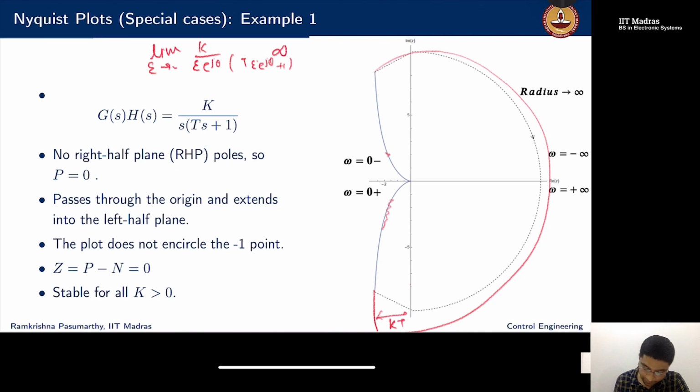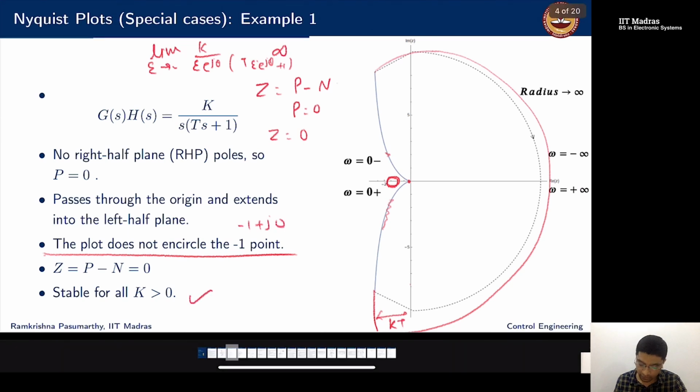What about stability? Z is equal to P minus N. The open loop system is stable, so P equals 0. For stability, Z must be equal to 0. This is just at the origin here, and my minus 1 plus j0 is somewhere here. So the Nyquist plot does not encircle the minus 1 plus j0 point, so the system is stable for all positive values of the gain K.